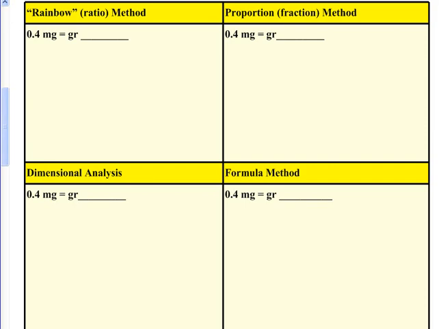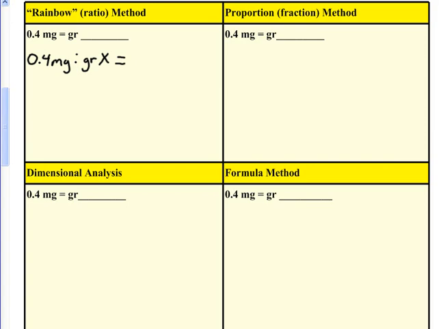First, let's perform this conversion using the rainbow method. We're going to set up a ratio showing the relationship between 0.4 milligrams and an unknown number of grains. We can write 0.4 milligrams, place a colon, and then to show the unknown number of grains, we use grain X.